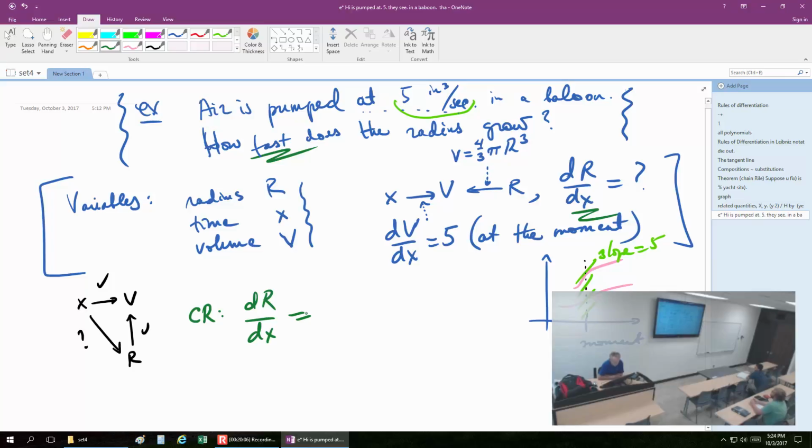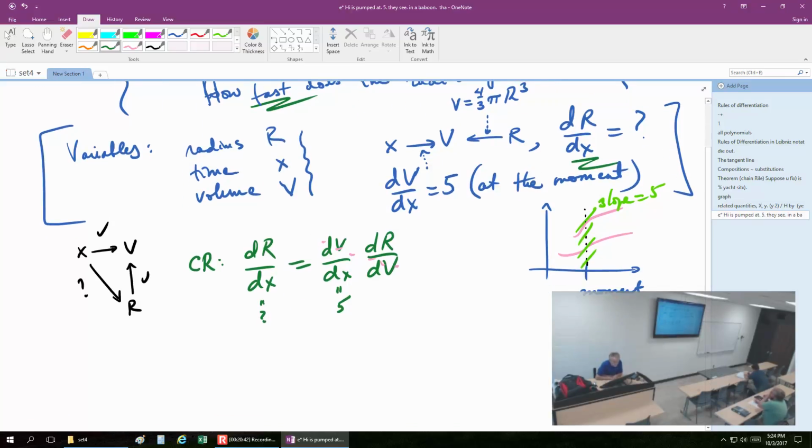Would it be dv/dx times dr/dv? No, dr/dv, that's right. dr/dv, yes. Okay, so once again, check. Works out, right? Okay, so dv/dx is known. This is known as 5, so we're halfway there. So this one is to be determined. This is 5. We only need to determine dr/dv.